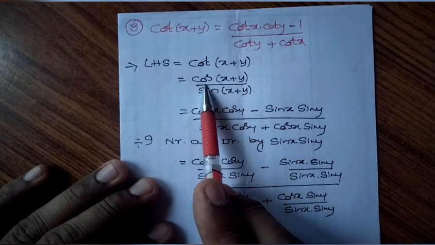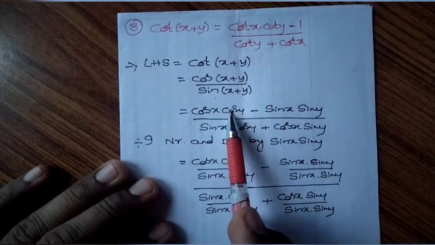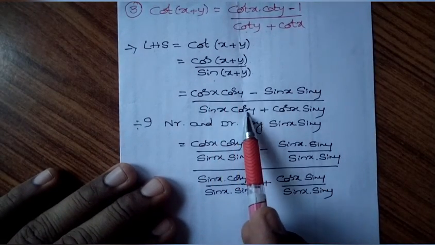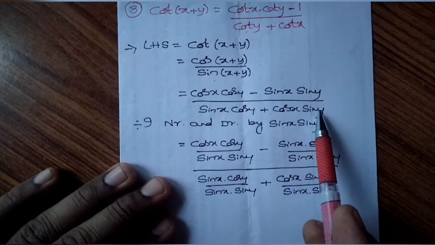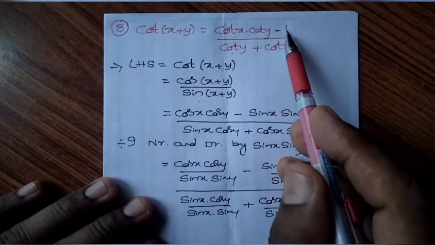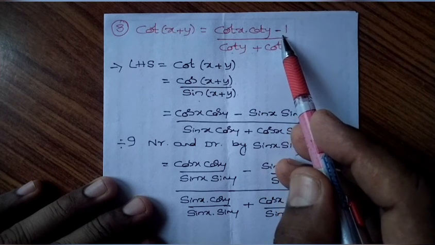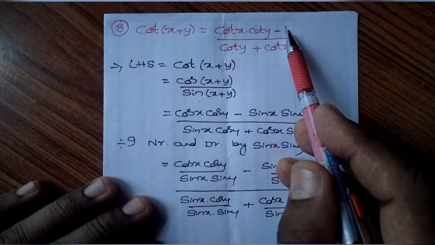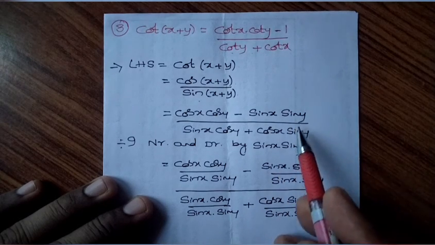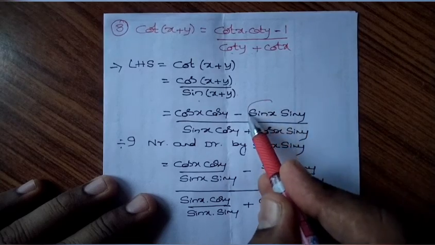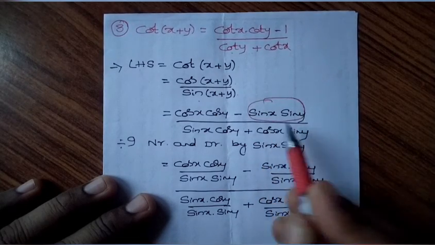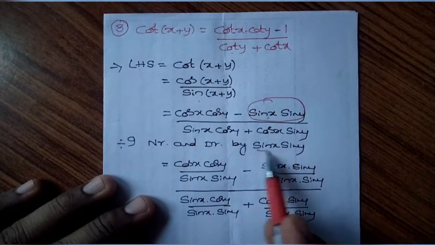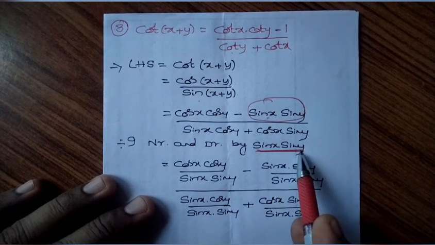And I am going to use the formula cos of x plus y equals cos x cos y minus sin x sin y. Next, sin of x plus y is equal to sin x cos y plus cos x sin y. Again, see here what to do. You observe the numerator and particularly the second term. In the second term we have 1. To make this a 1, I am going to divide the numerator and denominator by sin x into sin y.